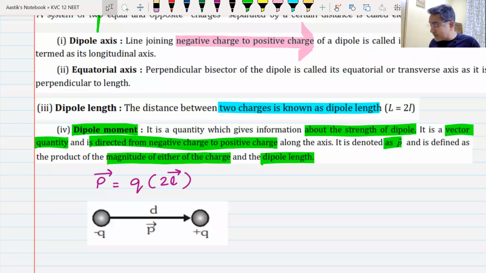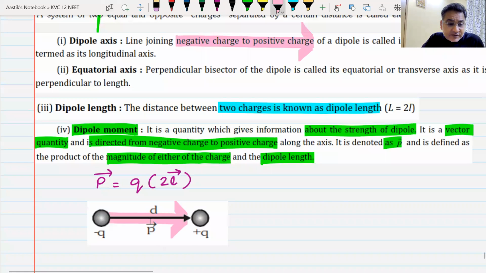So if this is your dipole, positive charge, negative charge, your dipole moment, which is vector P, is going from negative charge to the positive charge. And if the length of the dipole is d, you can write it as q into d vector. Do we understand this?